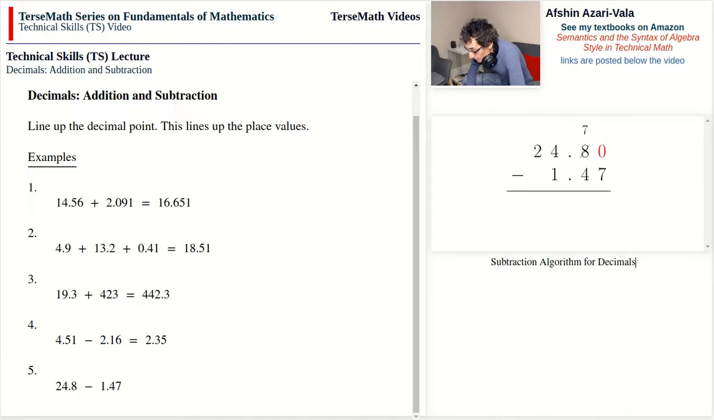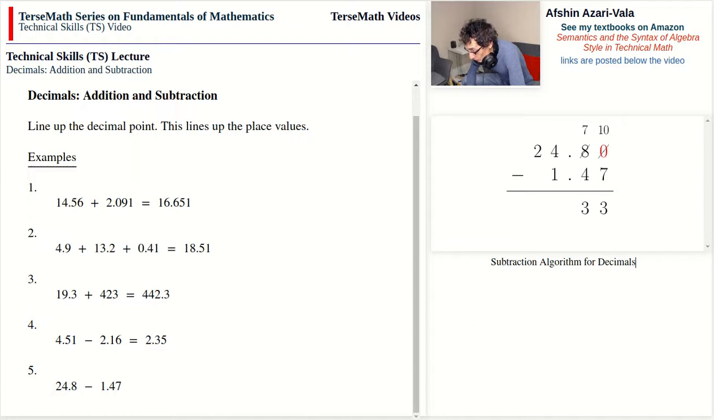That becomes a 7, and we pass on 10 to the next column. Now we can say 7 from 10. We start with the rightmost column. 7 from 10 leaves 3. 4 from 7 leaves 3 as well.